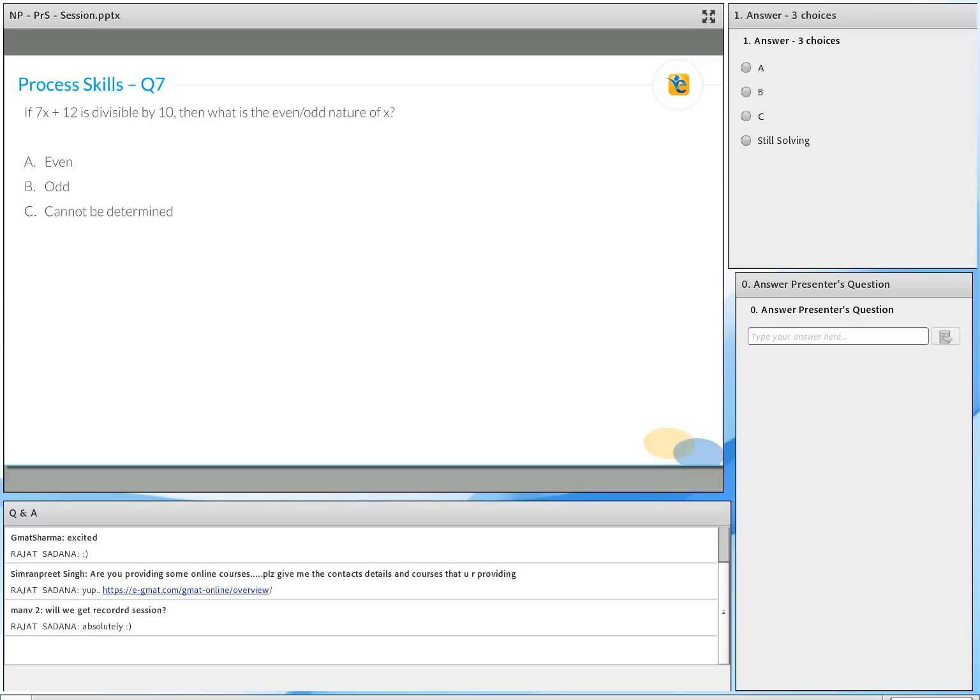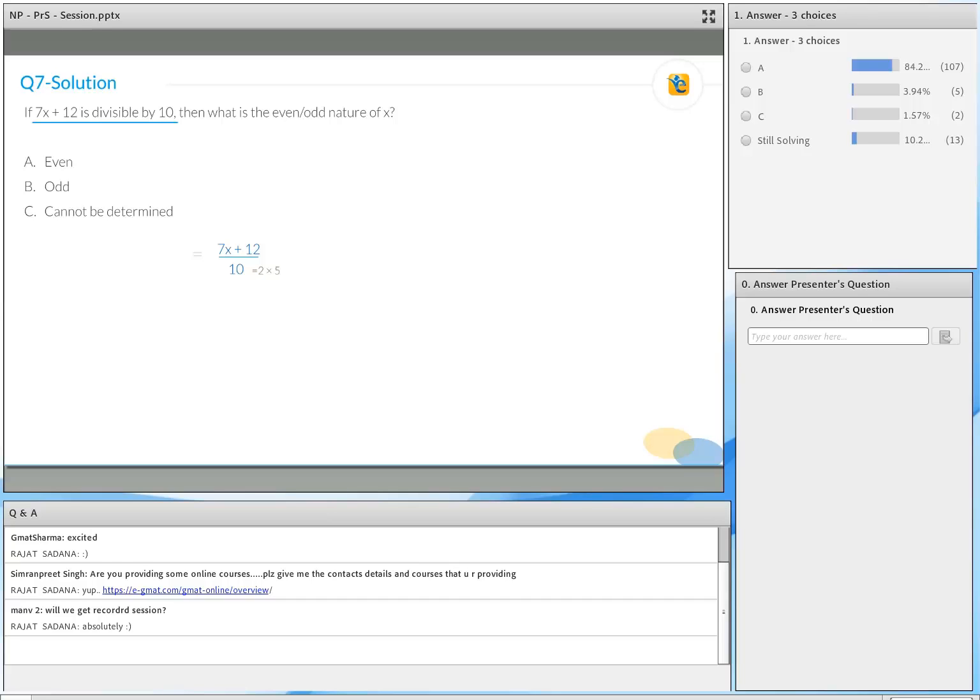All right, I am going to end the poll now. So good, I can see that quite a few of you have selected the correct answer here. So again, 7x plus 12 is divisible by 10. That is what is given to us, and we need to find out the even odd nature of x.